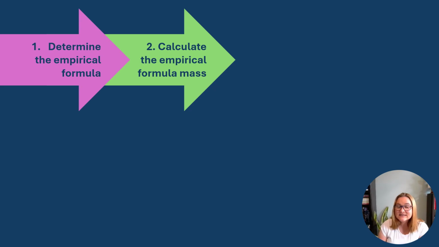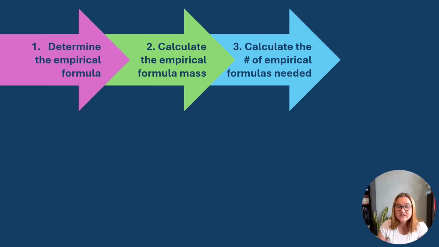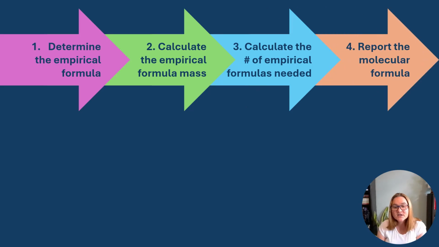What you're doing in this step is figuring out a measurable quantity related to the building block of your molecule. You'll need both the molar mass of the compound and the mass of the empirical formula to determine the number of formula units that make up your molecular formula. This will be a whole number, and you'll multiply all of your subscripts in your empirical formula by this multiple. Once you do that, you'll be able to report your molecular formula.